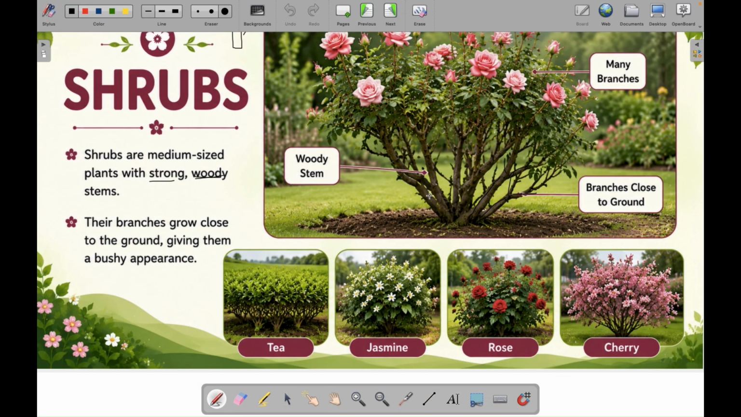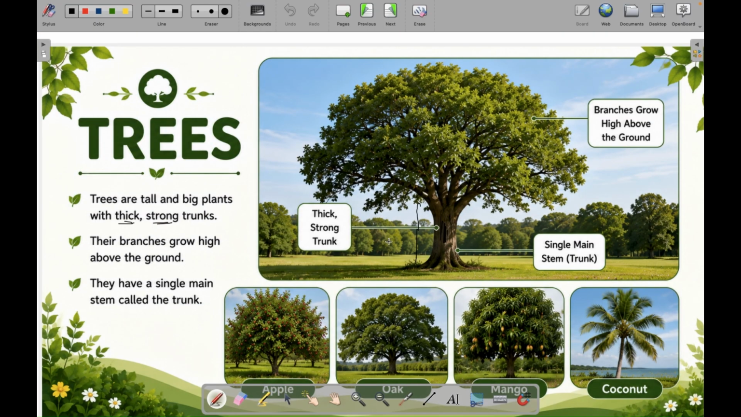If you look at shrubs, they have multiple small stems. Some examples of trees: apple, oak, mango, coconut. All of them are examples of trees because they are very tall, their trunk is very strong and woody, their branches grow high above the ground, and all of them have a single trunk, okay?